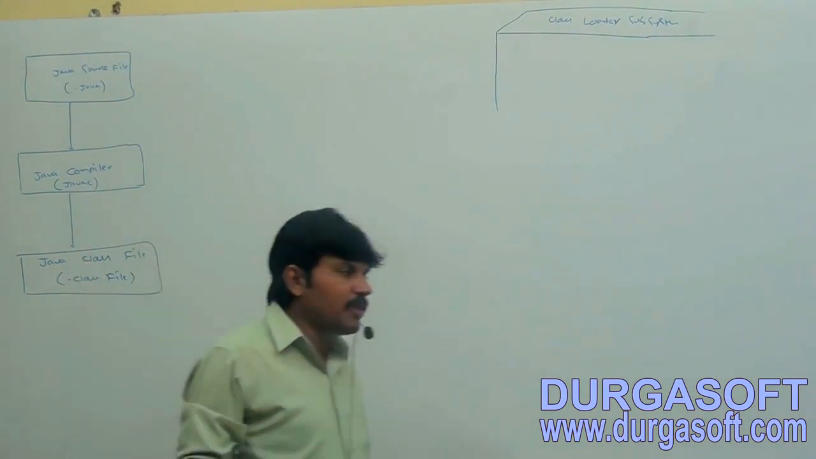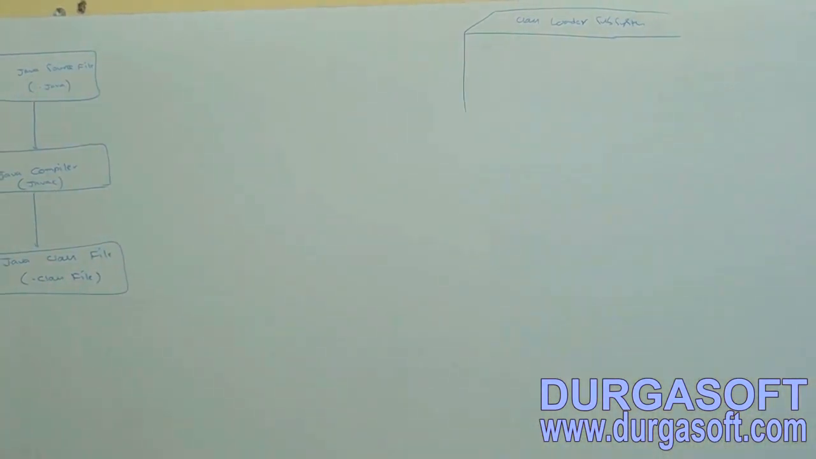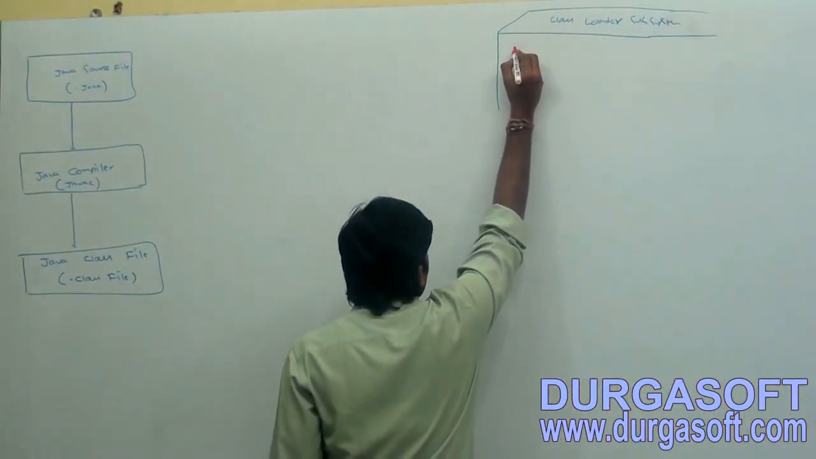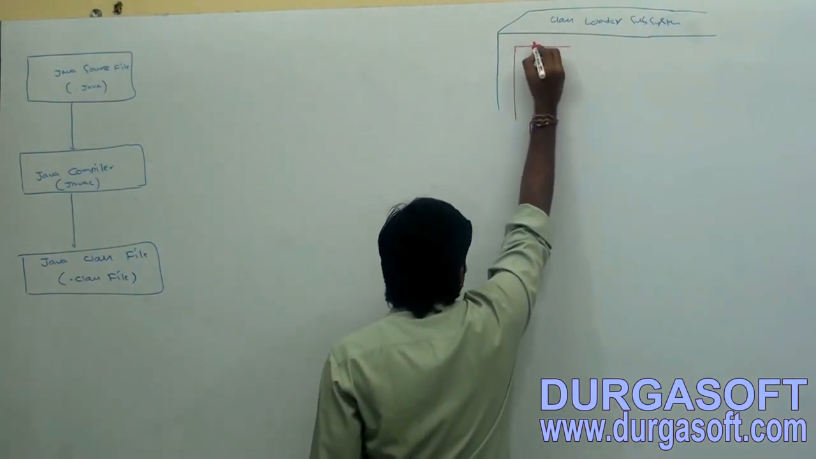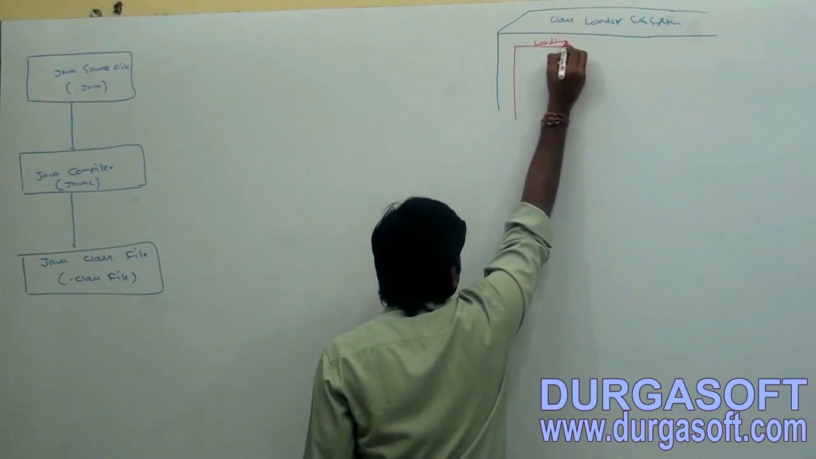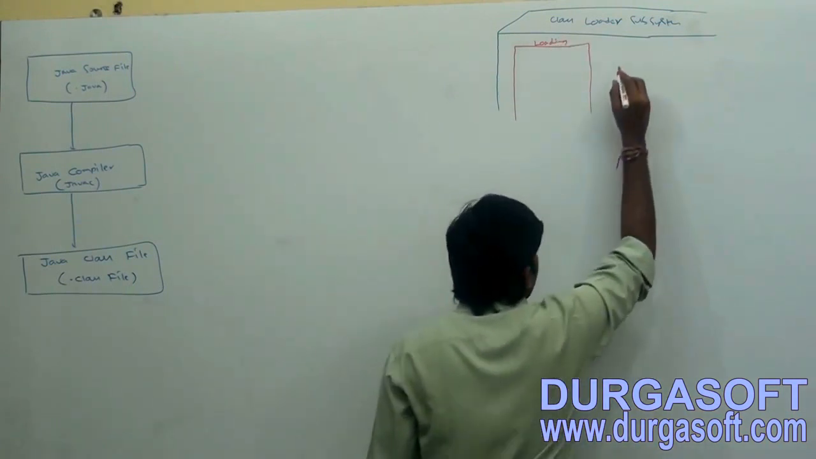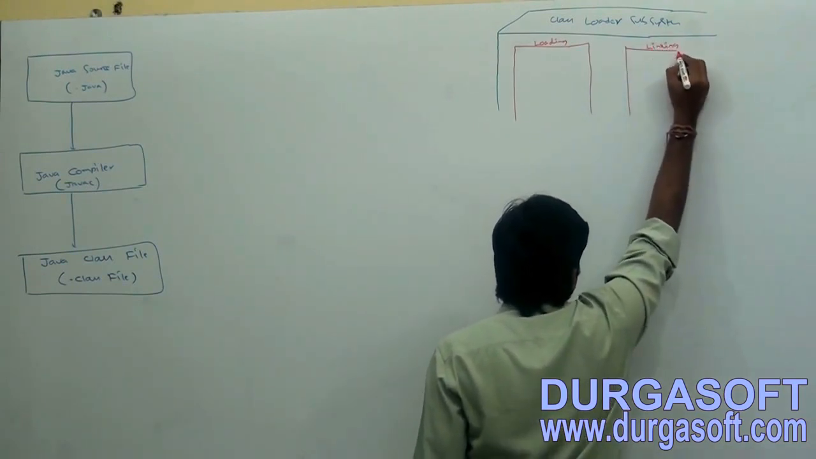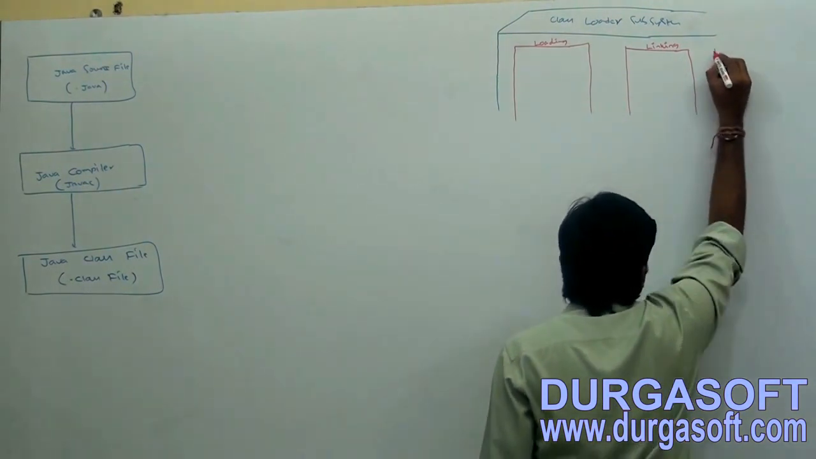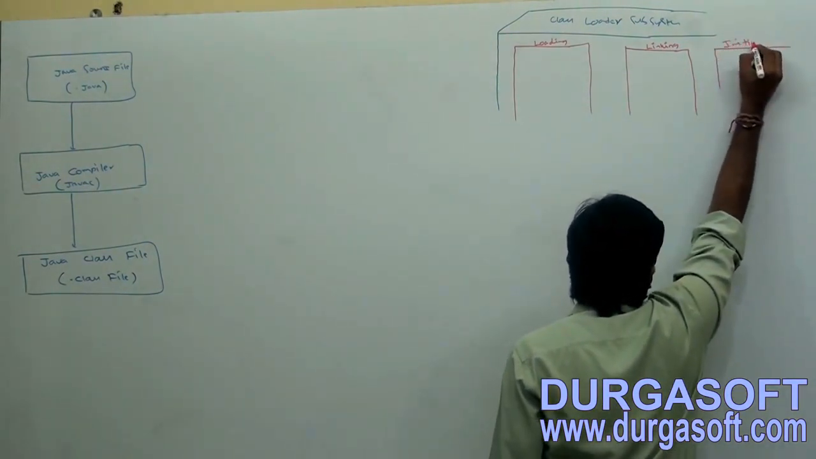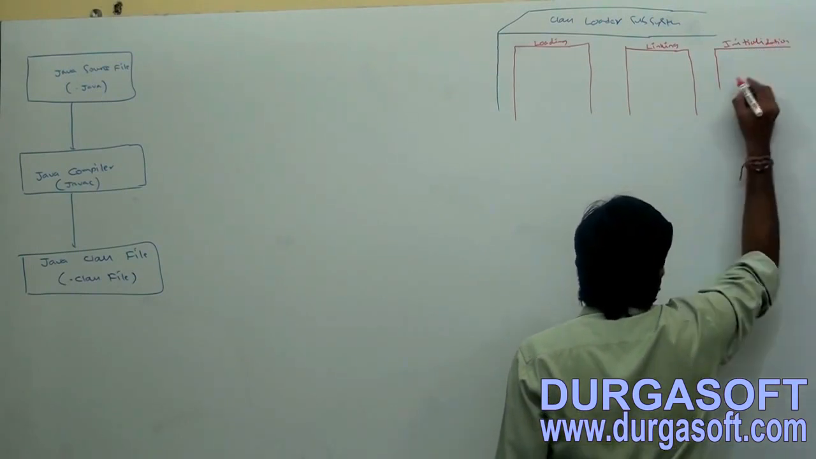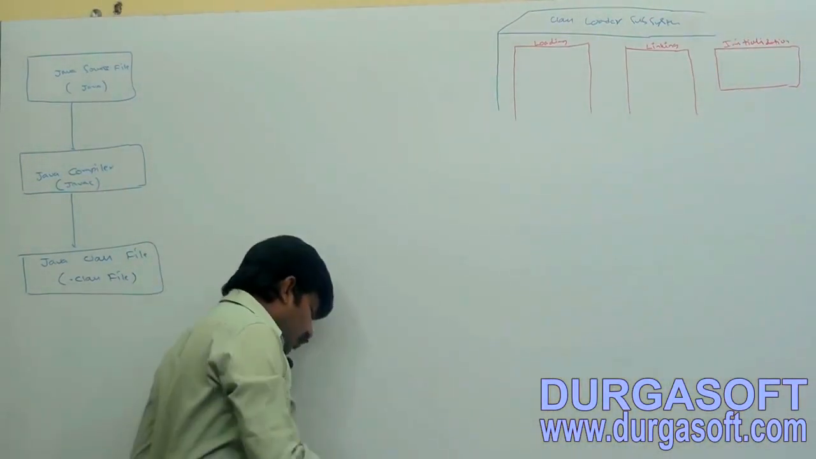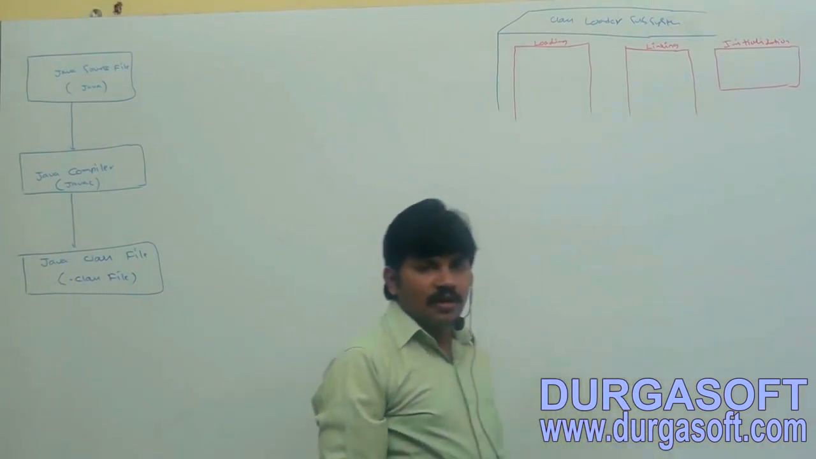Have you remembered, what is the first part? Loading. The second part is linking, and the third part is initialization. Total three parts are there. Even in the loading, I hope you may be aware, there are multiple parts.